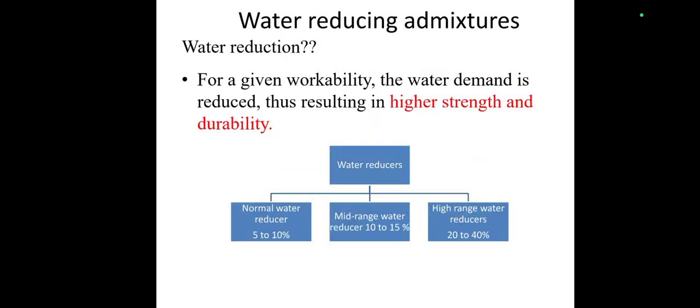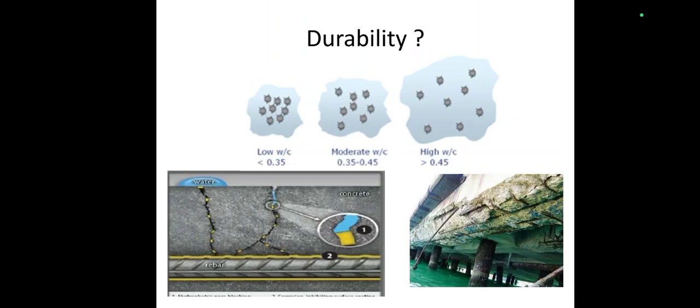There are three categories. Normal water reducing admixtures reduce the water requirement by 5 to 10%, and mid range by 10 to 15%. High range is called superplasticizer. It will reduce the water requirement by 20 to 40 percent.